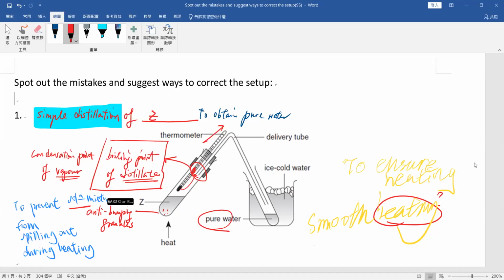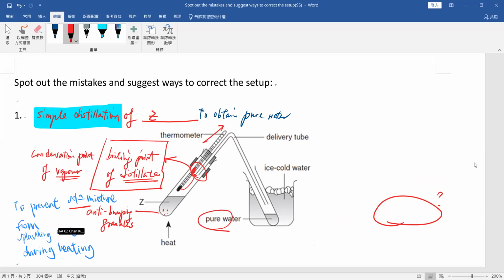If no anti-bumping granules have been added, we have a phenomenon we call bumping. So what is bumping? What is meant by bumping? Susan, hey, what does it mean by bumping?